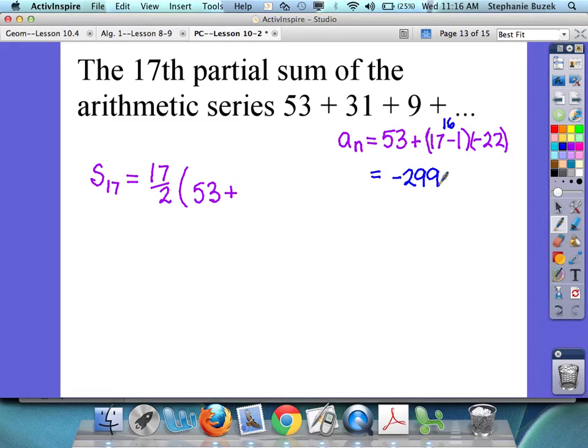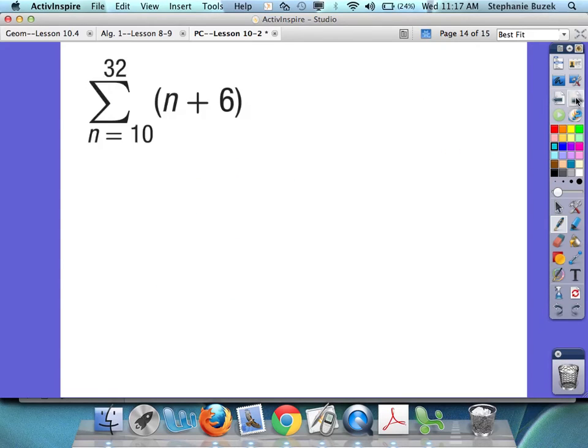Okay, so if I plug in -299 here, so -299 plus 53, -246 times 17 over 2. It's -2,090. Or 2,091. Okay, so that's the 17th partial sum. Questions? Let's see what I got next. Oh, go back. There we go.